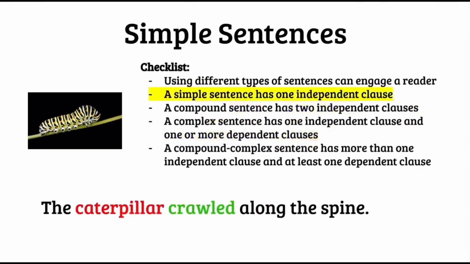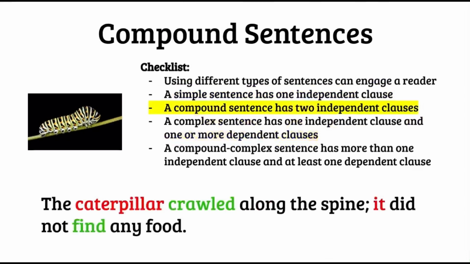So let's start with a simple sentence. A simple sentence has one independent clause. It needs to have a subject and a verb, and it might have a little bit of extra information, but these are the two main things that are key for a simple sentence. So for example, the caterpillar crawled along the spine. The caterpillar is the subject and is at the start of the sentence. The verb is crawled, and it tells me what the caterpillar did. I just added a little bit extra to say where that happened.